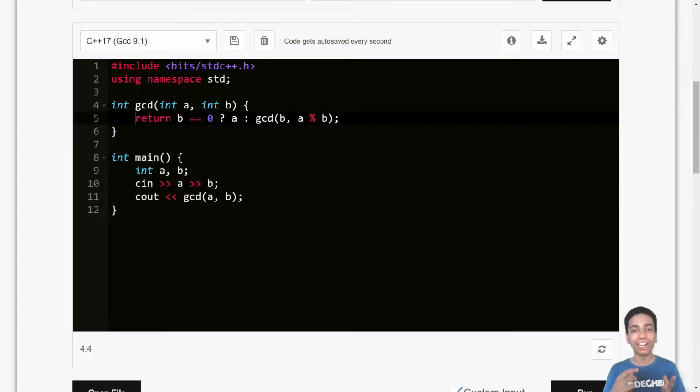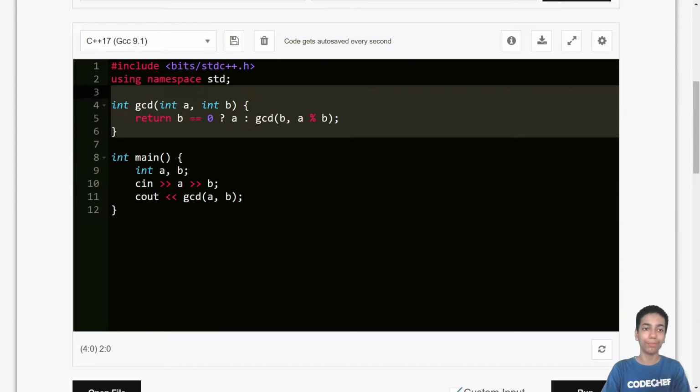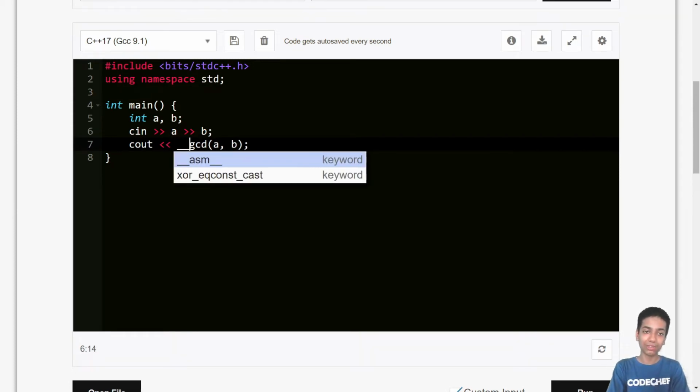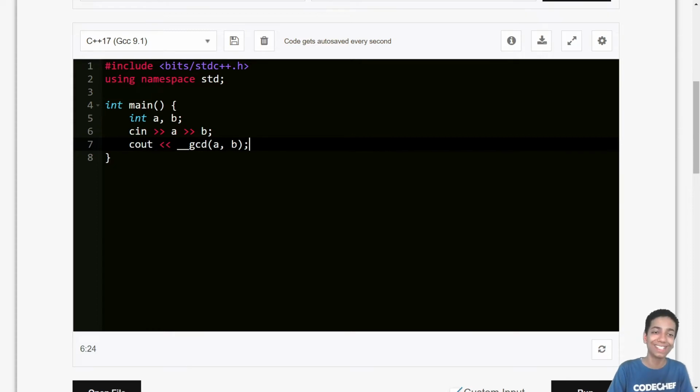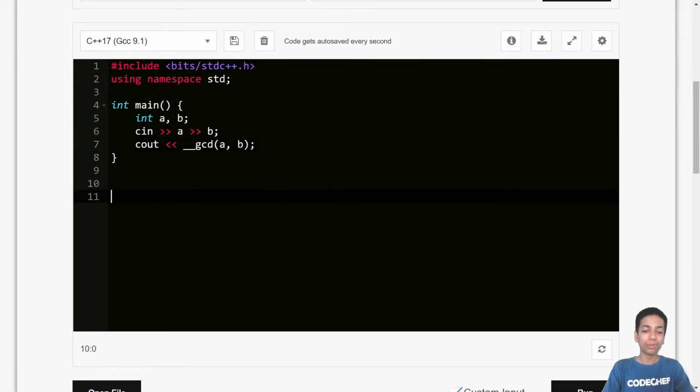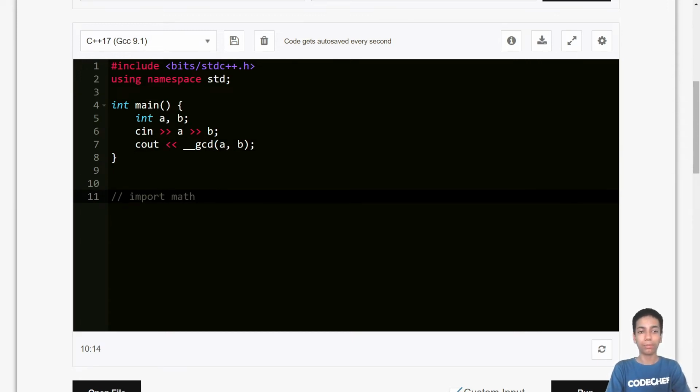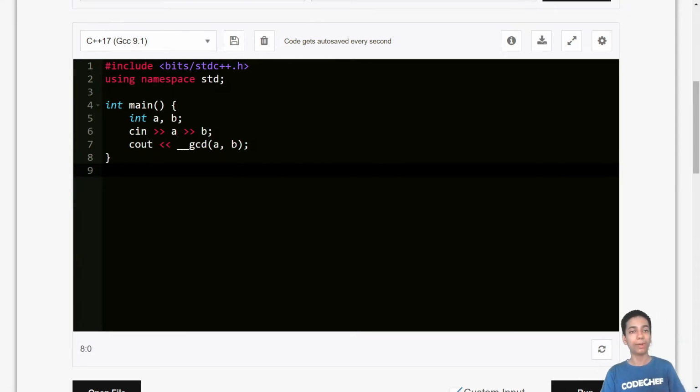And one heartbreaking fact is that you don't need to implement this. You just need to know it so that you can build this algorithmic thinking. But instead, what you can do is you can write underscore underscore GCD of A and B. And this is an inbuilt function in C++. In Python, you have to import math, or you can write from math import GCD, and this will again do the work for you. No need to implement it on your own.